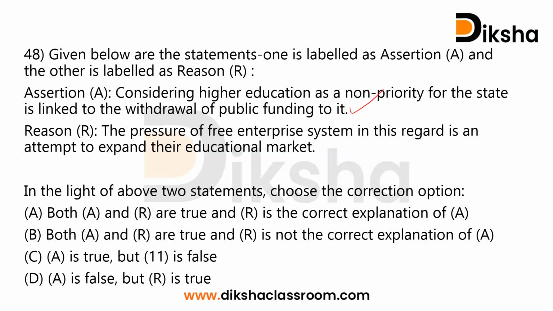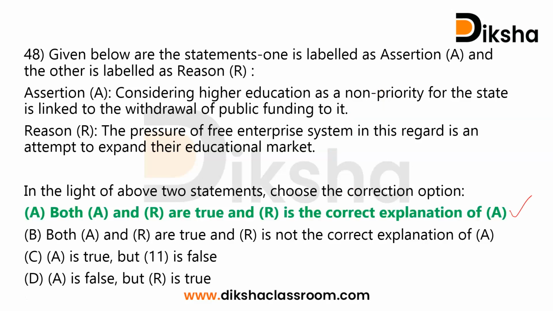Similarly, option B, the pressure of free enterprise system in this regard is an attempt to expand. Definitely, private systems are trying to expand their presence in the higher education system. So we have assertion and reason, both are correct. So option A is the correct one.